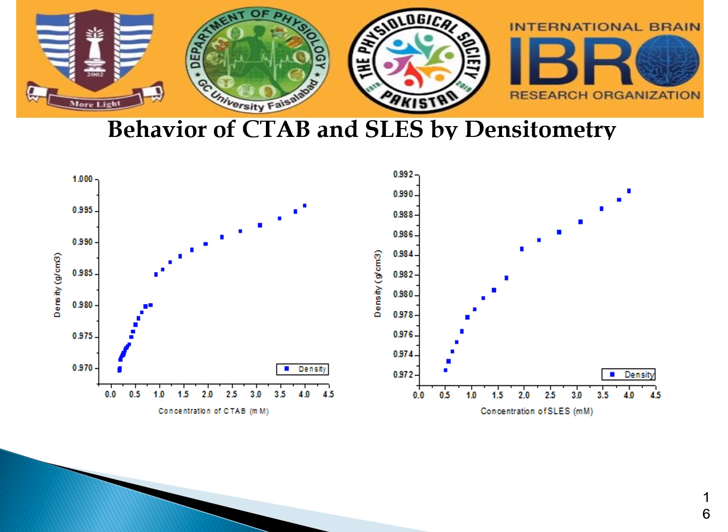These two graphs show the behavior of CTAB and SLES using densitometry. When a surfactant is dissolved in water, it disrupts the water structure, resulting in an increase in the system free energy. As a result, the surfactants condense toward the surface and are oriented such that their hydrophobic groups turn away from the solvent, decreasing the free energy of the solution.